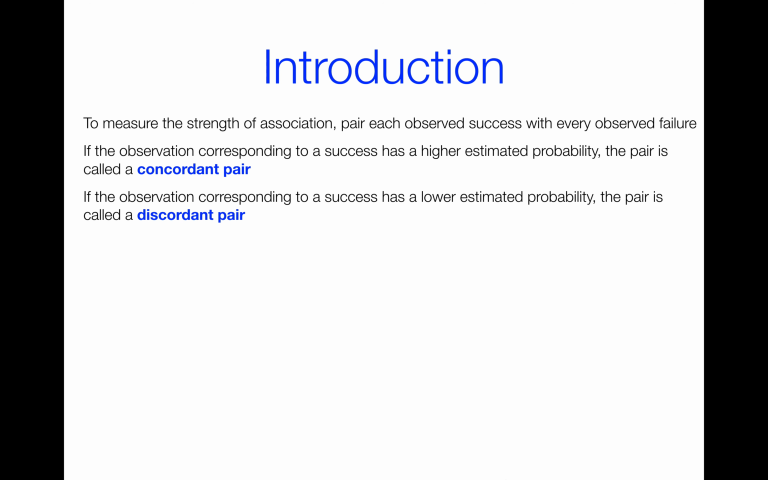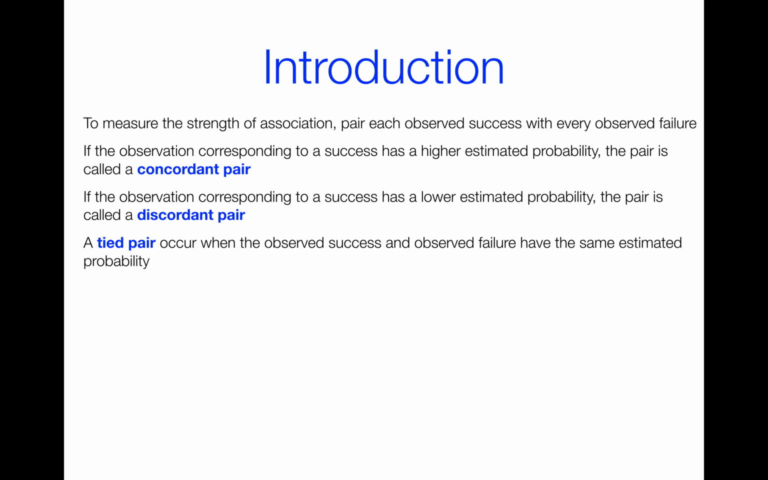If in a pair, the observation corresponding to a success has a lower estimated probability than the observation corresponding to a failure, the pair is called discordant. If the observation corresponding to a success and the observation corresponding to a failure have the same estimated probability, it's called a tied pair.